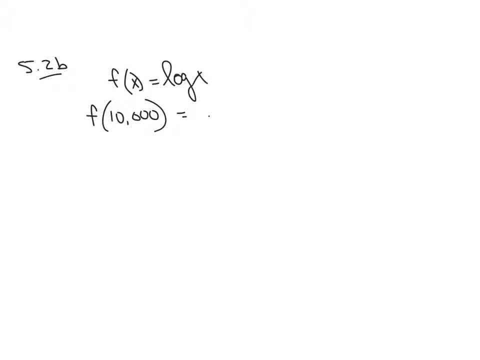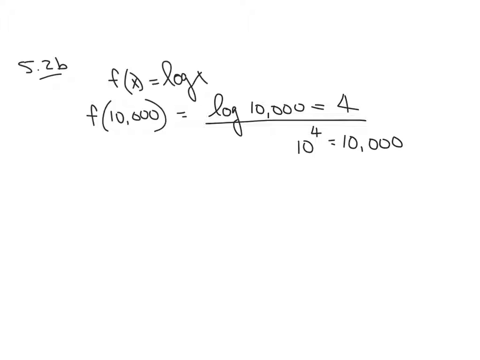So that would be log of 10,000. Okay, so what exponent goes on 10, the base here that we don't show, that will give me 10,000? And that should be 4. 10 to the 4th power, and this is in exponential form, gives me 10,000. So in logarithmic form, it would look like that.